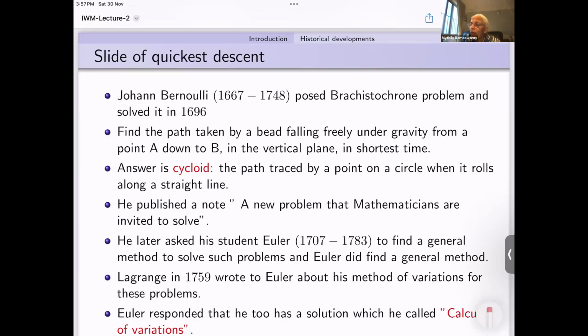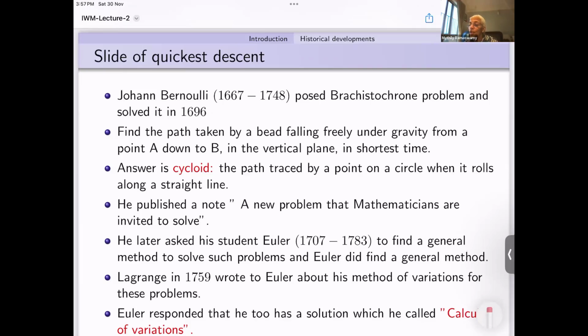And the answer Bernoulli found out was the cycloid. What is a cycloid? It's the path traced by a point on a circle when the circle rolls along a straight line. So that is the curve which he found as the answer.